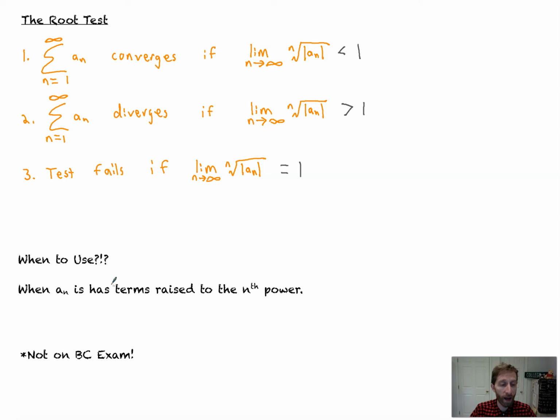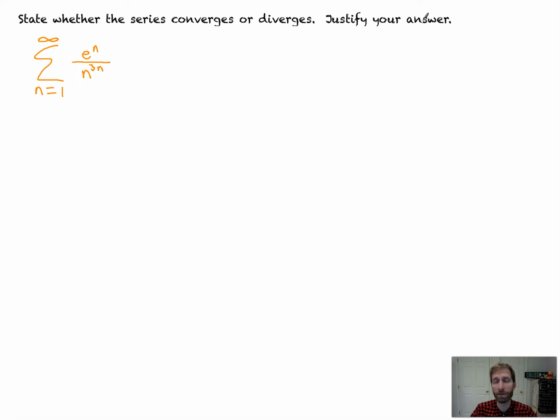When a sub n has terms raised to the nth power. So again, not on that BC exam, but in a lot of BC classes and certainly a lot of Calc 2 classes in college. State whether the series converges or diverges, justify your answer. So again, to justify our answer, we will continue to list out any conditions that we need to. We just saw the conditions on the previous page. State the name of the test and whether we converge or diverge.